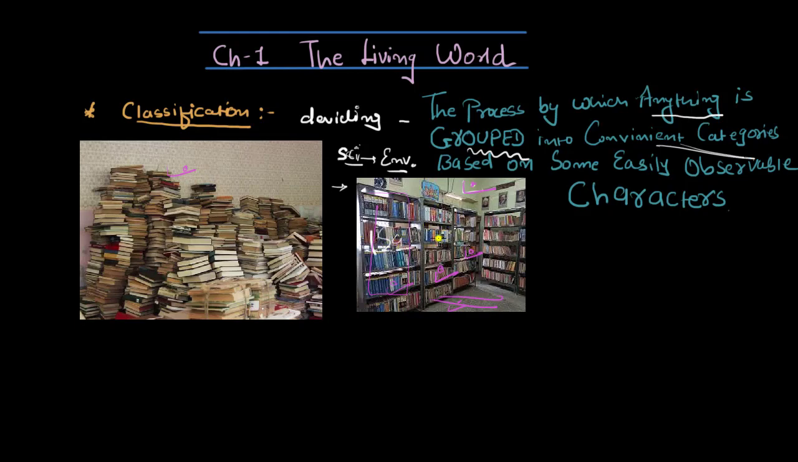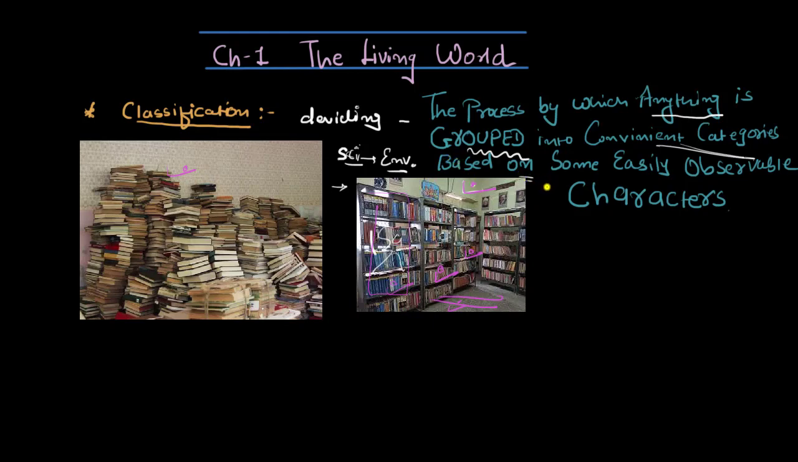For example, science stream, commerce stream. So that was convenient for you. Now, if I want to divide again, in science, I will divide physics, chemistry, biology. So whatever is convenient for you, you are going to categorize them. In a normal way, you can say you have divided or grouped them.